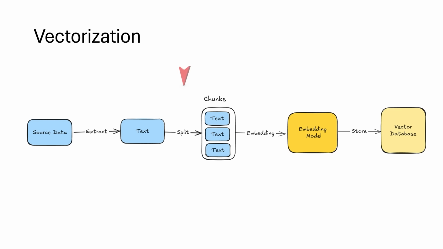Next comes chunking the text. This is the crucial design step that often gets overlooked. Instead of embedding entire documents as one giant block, we break the text into smaller pieces called chunks. Each chunk might be a paragraph, a few sentences, or a logical section of the text.